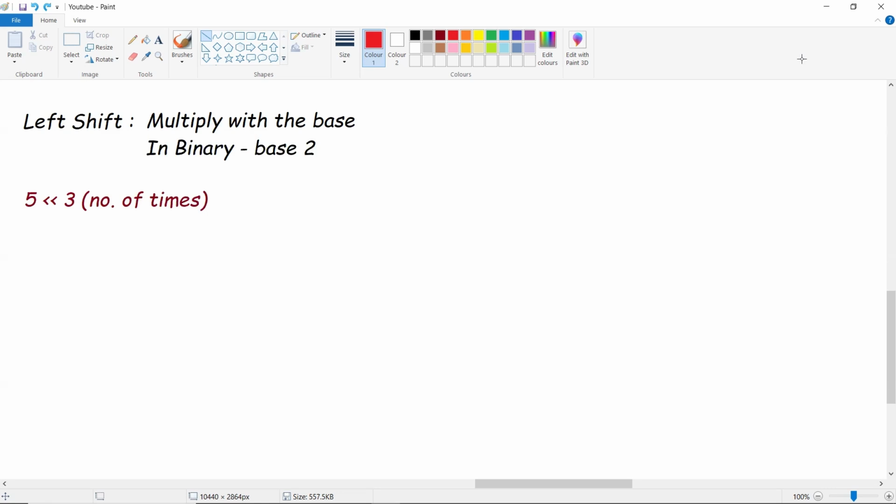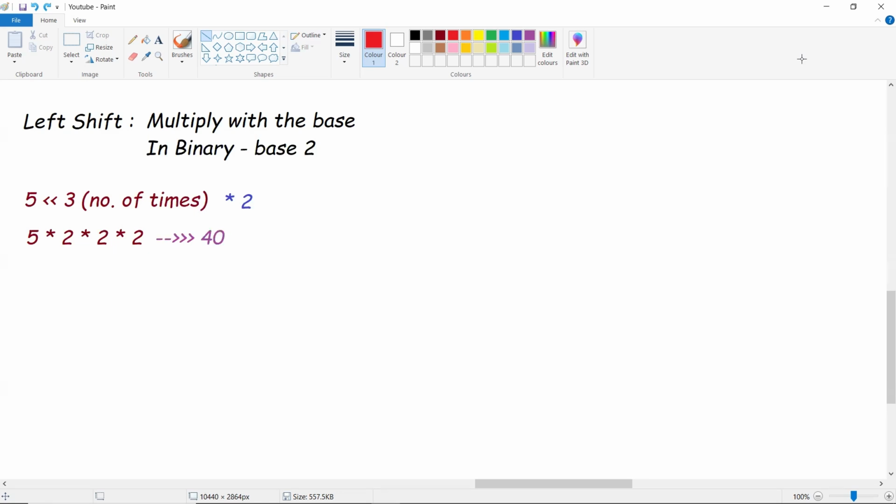As I told, left shift is nothing but multiplying with the base. So here we multiply by base 2. Let's take 5 multiplied by 2, multiplied by 2, multiplied by 2. 5 times 2 is 10, 10 times 2 is 20, and 20 times 2 is 40. So the answer would be 40.